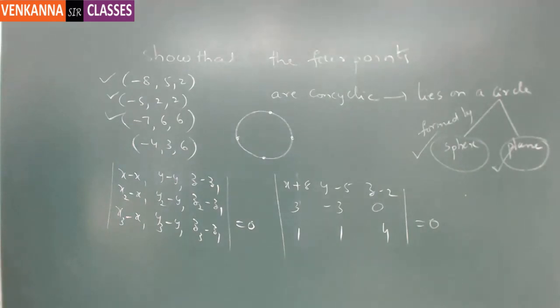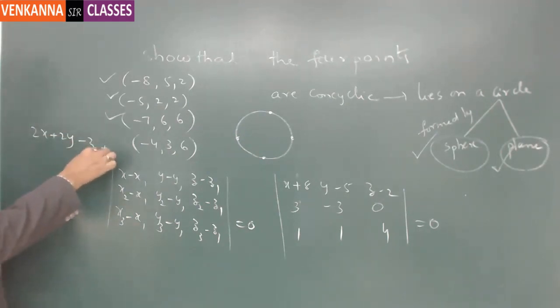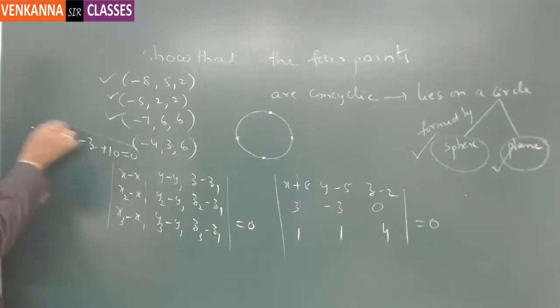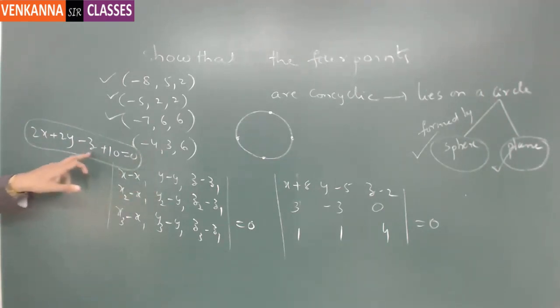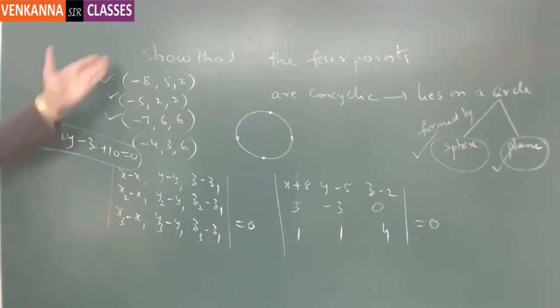If you simplify that, the plane equation you are going to get is 2x plus 2y minus z plus 10 equal to 0. By substituting the 4th point here, you have found a plane which is satisfied by the 4 points. Clear to all?